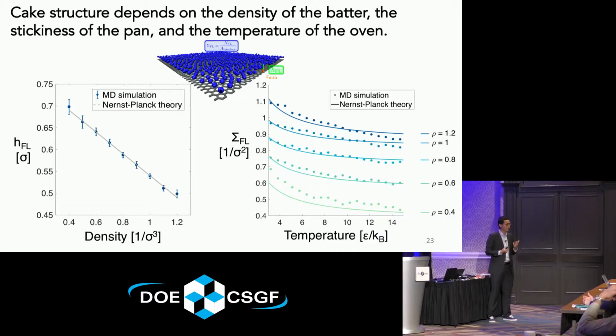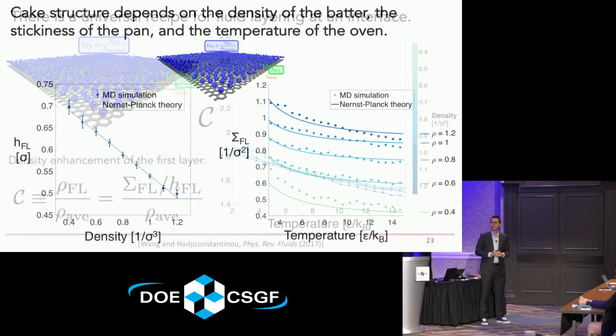This Nernst-Planck theory predicts that that quantity HFL depends very intimately on the fluid density, and that quantity sigma FL depends quite a bit on the dimensionless temperature of the system, which is a function of the temperature and also the fluid-solid interaction strength. These conclusions would not be surprising to any seasoned bakers in the room, that the structure of a cake depends a lot on the density of the batter and the temperature of the oven and how sticky the pan is. But what's really cool is from first principles, we've shown that that's also true for these nanoscale cakes.